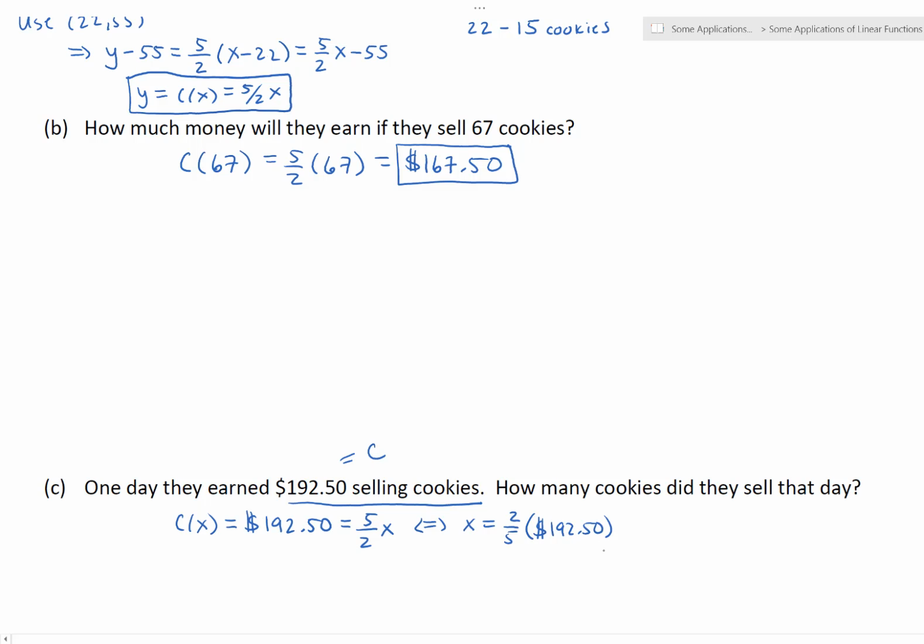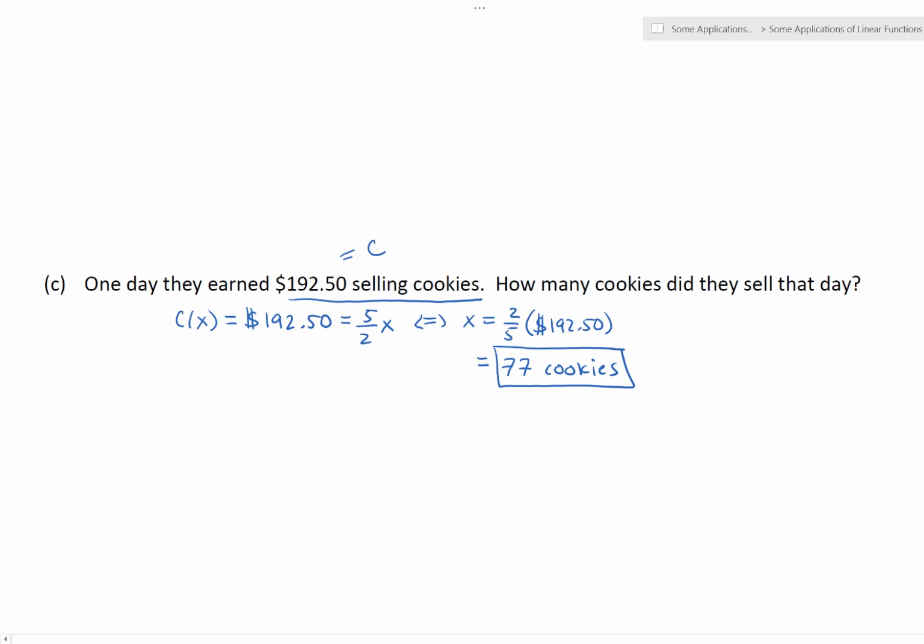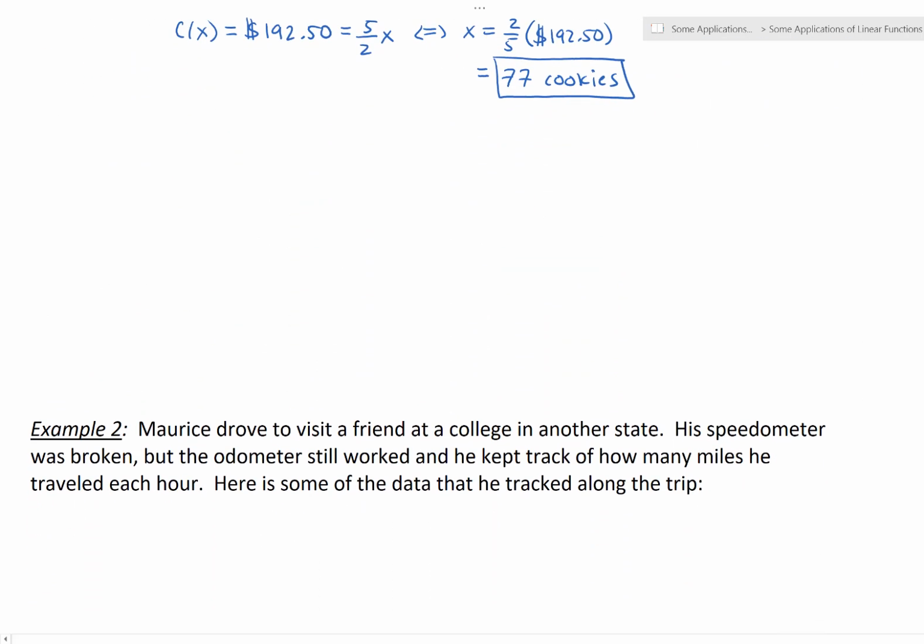Now keep in mind here, the units, when you do this, you get 77, and the input value is 77 cookies. So, if they sell 77 cookies, they're going to get $192.50. Not bad. So there's one little quick example. Nothing too fancy, but of course you can see that we can make up situations that are relevant to the real world. Let's look at one more example.